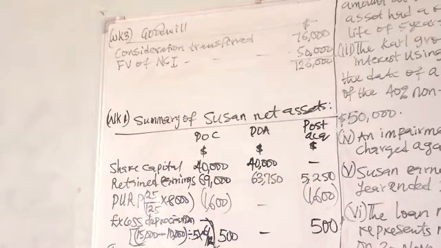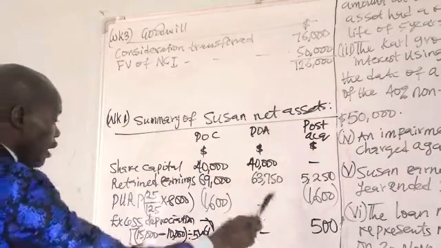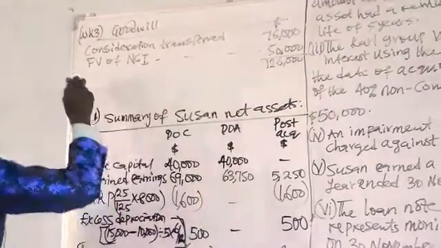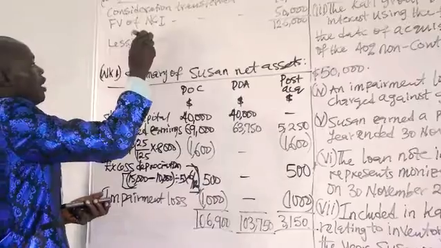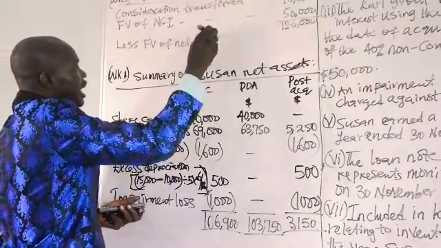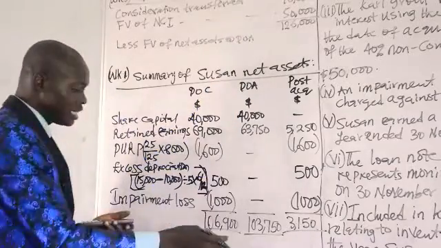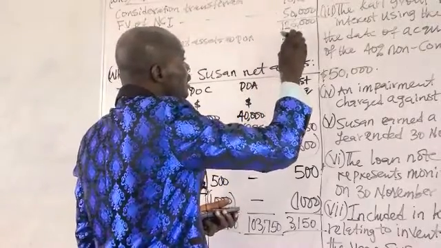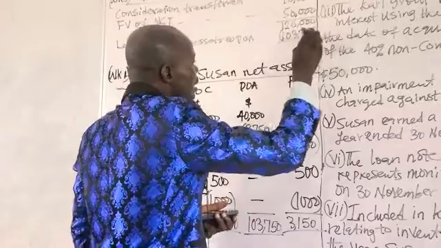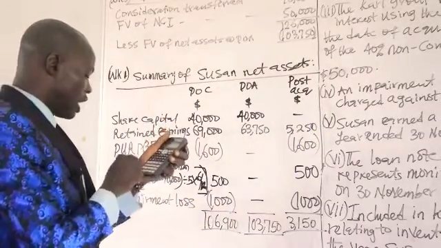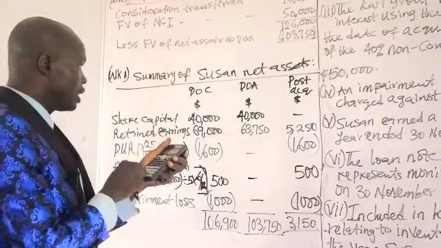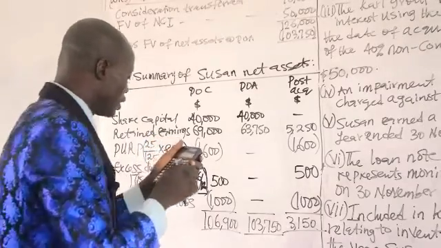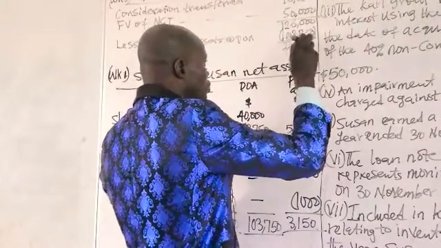Then, from that, you less the fair value of the net assets at the date of acquisition, and that is given to be 103,750. When you less that, we have 126,000 minus 103,750, and that will give us 22,250.